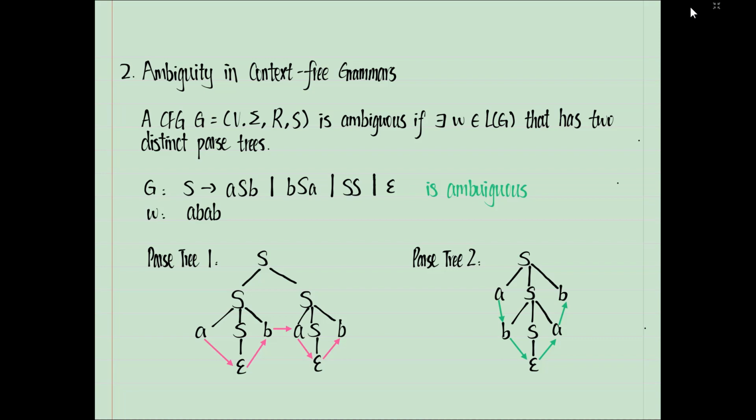Now let's visit the leaf nodes from left to right. We have A, B, epsilon, A, B. If we simplify that, that's equivalent to ABAB, which is equal to our sample string W. So these two parse trees are legitimate parse trees for this W, and they are different. So this grammar is ambiguous because there is a string generated by this grammar that has two distinct parse trees.